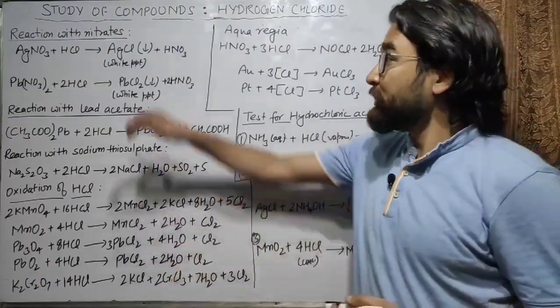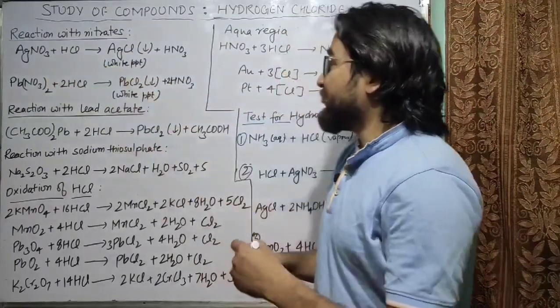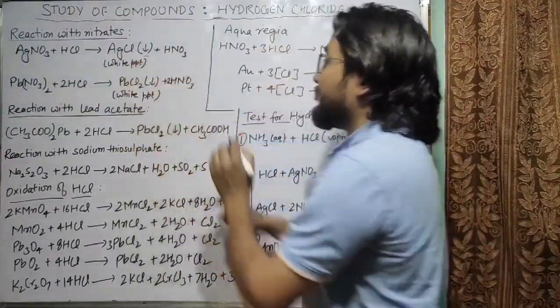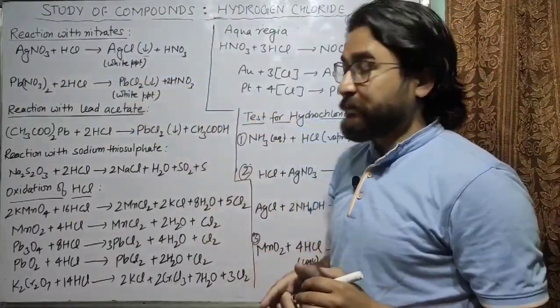Next is reaction with nitrates. So you can see with silver nitrate, HCl will react and form silver chloride and nitric acid. Silver chloride forms a white precipitate.